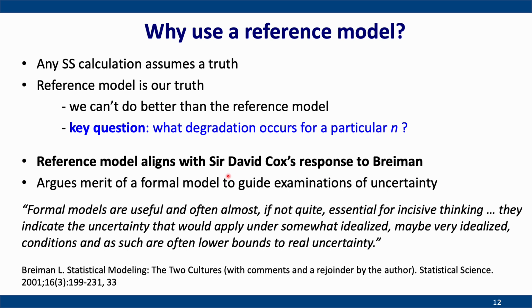And this is sort of what David Cox is referring to here when Breiman is talking about the value of machine learning. And David Cox says, well, formal models are useful and often almost, if not quite, essential for incisive thinking. They indicate the uncertainty that would apply under somewhat idealized, maybe very idealized conditions, and as such are often lower bounds to real uncertainty. So by framing this in terms of the reference model being a regression, you can transparently understand the uncertainty relative to that. And it gives you, like you said, some lower bound to real uncertainty, even if you're developing models using a different approach. Okay.